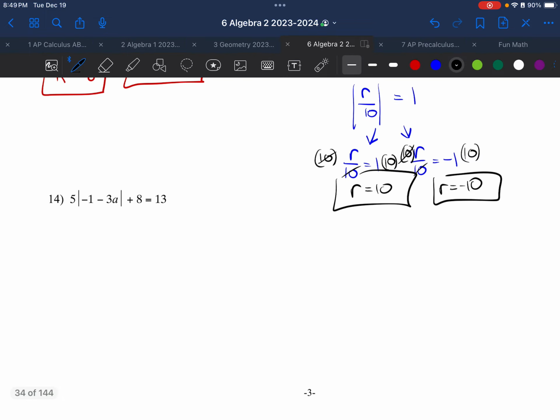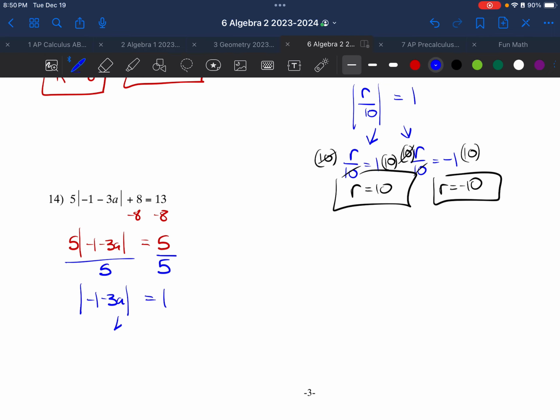In number 14, a little bit more complex. Again, we need to get rid of this 8 and this 5. We undo with the subtraction first. I'm going to subtract 8, and we get 5 times the absolute value of negative 1 minus 3a, and absolute value is equal to 5, and then divide both sides by 5, and the absolute value of negative 1 minus 3a is equal to 1.